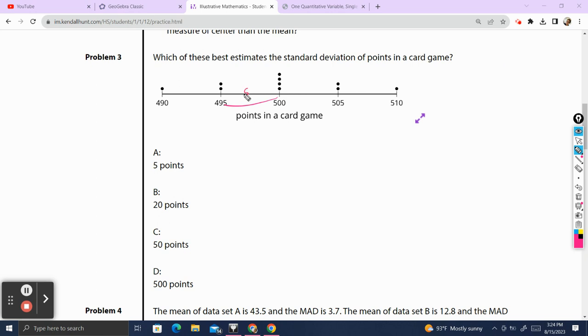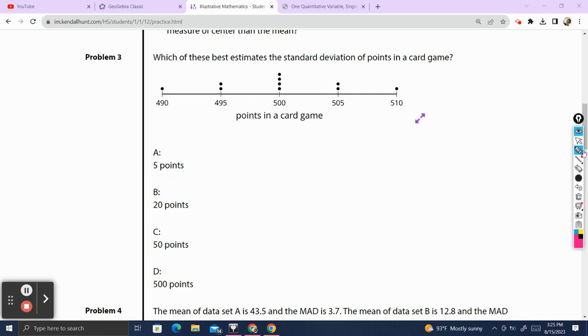So this deviates by 5 points below and 5 points above. Here we deviate by 10 points below and 10 points above. There are no data points that deviate more than 10 points away. That would have to be a value greater than 510 or less than 490. Based on this, the best option for standard deviation would be about 5 points. It would probably be a little bit more than 5 points because we have deviations of 10, but given our answer choices, 5 points is most closely aligned to what we see in this dot plot.